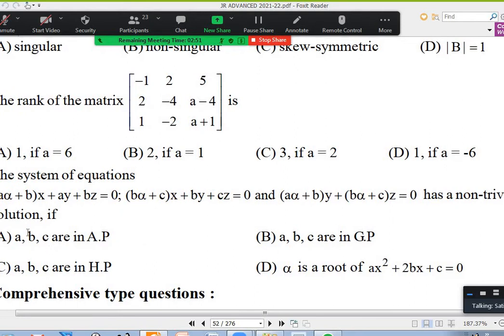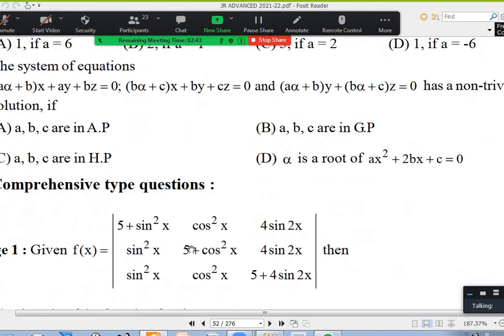So we are done with the 10th one. Option B will come, Bombay, and option D, Delhi. Is the 10th one clear? Yes, sir.